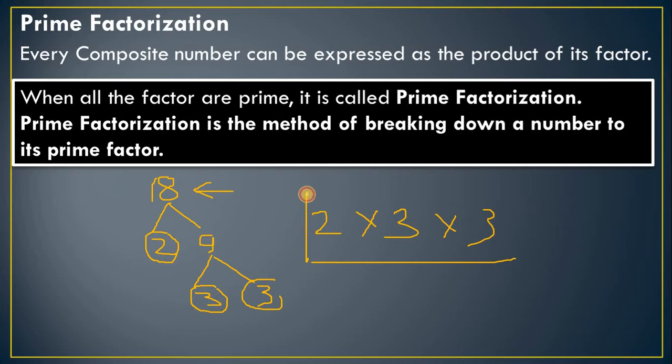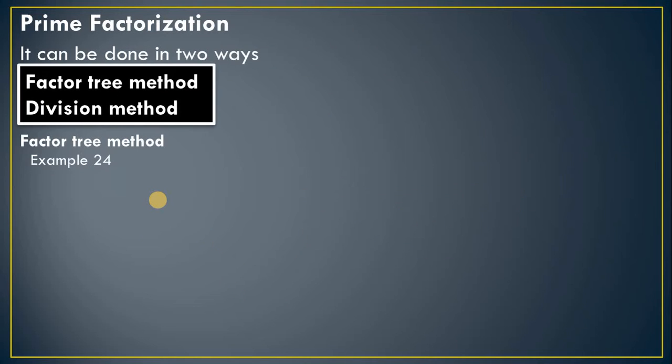So this concept is known as prime factorization. It means at the end we get all prime numbers, and if we multiply all the prime numbers, we get back the same number. This is exactly the prime factorization concept. So prime factorization can be done in two ways, tree method and the division method. Just now I told you the concept of the tree.